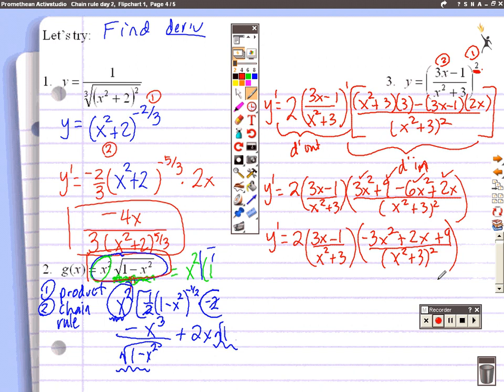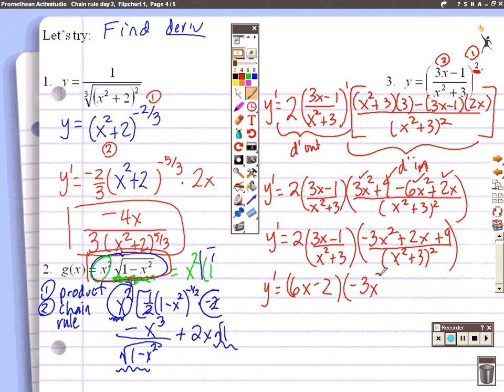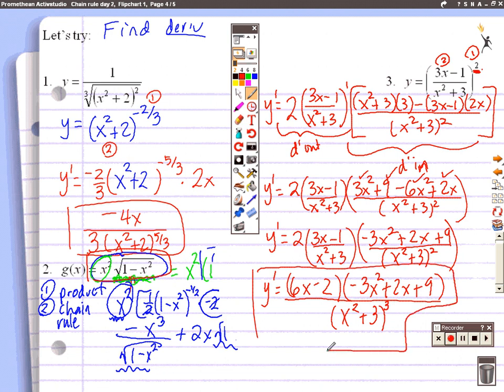We could distribute the 2 in. I mean, now we're kind of getting to the point, I don't know how much good this is doing, but let's go ahead and make this 6x minus 2 times the quantity, and we're not going to multiply that out, negative 3x squared plus 2x plus 9 over, now notice in the denominator I have x squared plus 3 to the first power here and x squared plus 3 to the second power, so that would give me x squared plus 3 to the third power. And that's where I'm going to leave the problem for now, because mainly I just want you to practice the various rules.